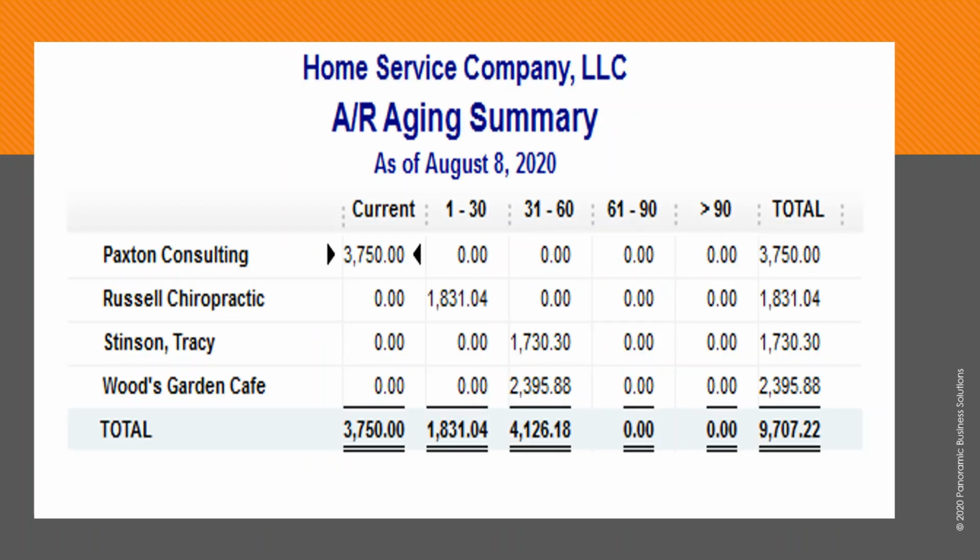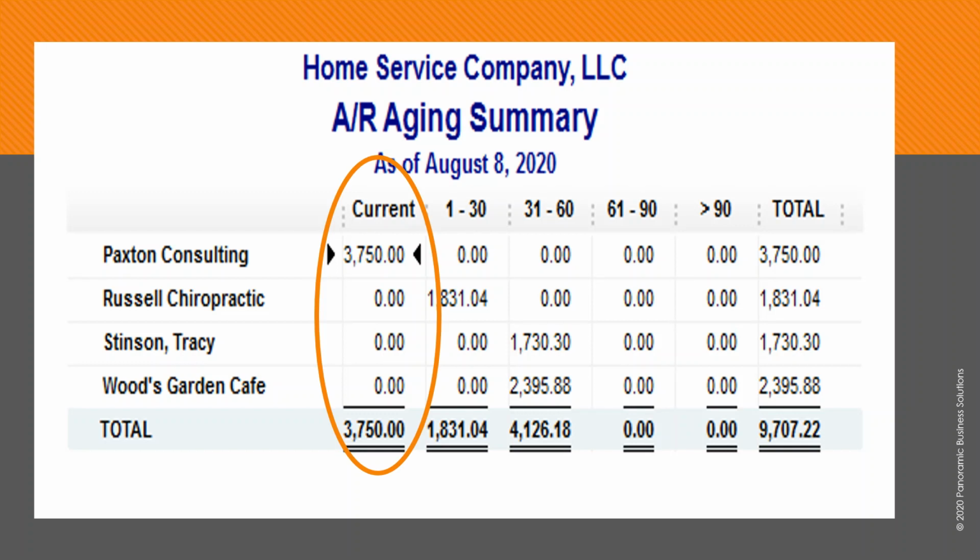The first one, this report shows you all of the balances that are owed by your customers. And in the bottom right, this balance, the $9,707, should actually agree to your balance sheet. If it doesn't, that means that there's something wrong with this report. So contact your accountant, your bookkeeper, get them to help you get that taken care of. But let's dive in. The first column is the current column.